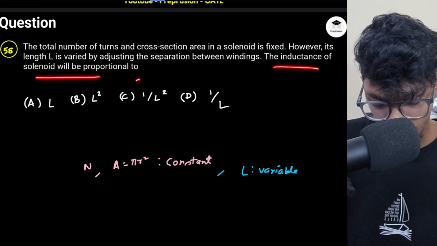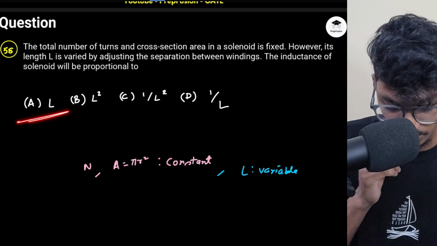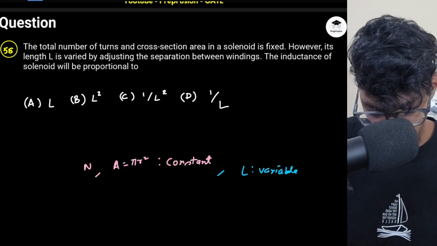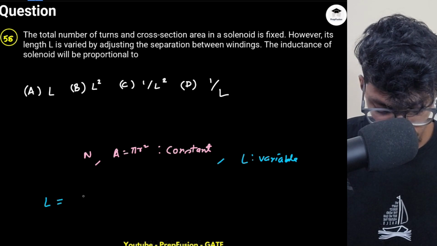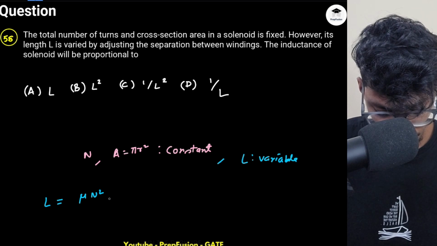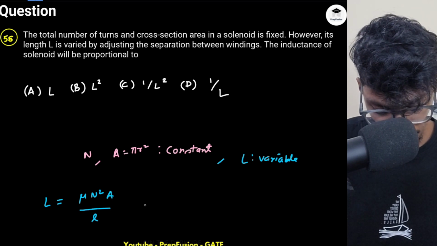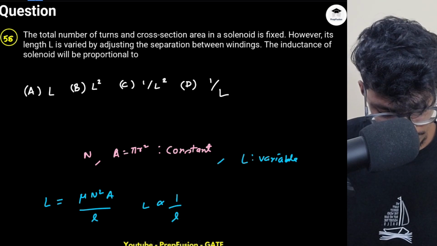The inductance of the solenoid will be proportional to what? If L is varied, then with respect to L, the inductance will be proportional to what? I know this formula: inductance L equals mu N squared A by L. So you will say that inductance will be proportional to 1 by L.